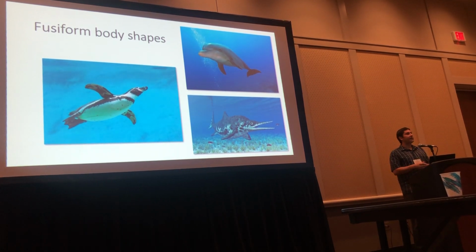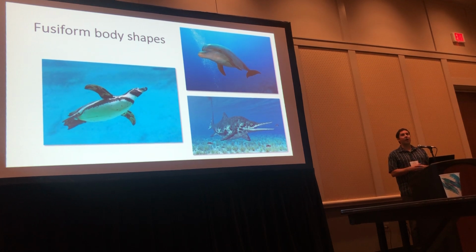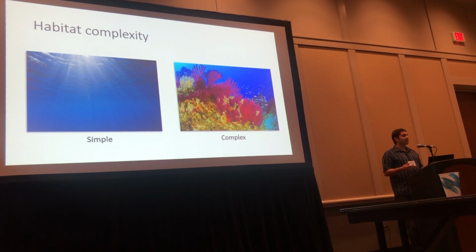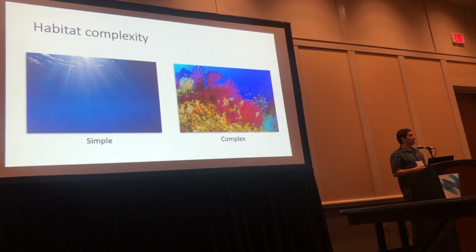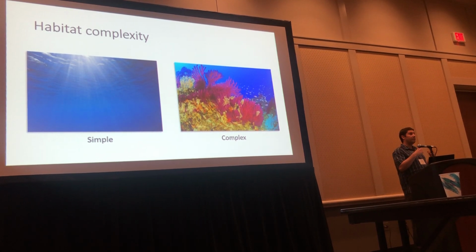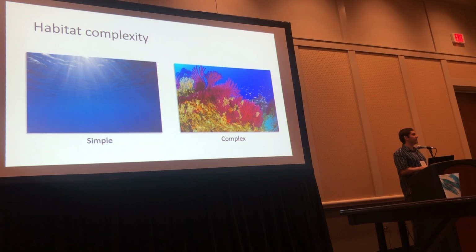So this considered, why is it that fish have not all converged on a fusiform morphology if it's so efficient in aquatic environments? And perhaps part of the answer is that habitats are not all equal. One way that they differ is in terms of the structural complexity that can be encountered.